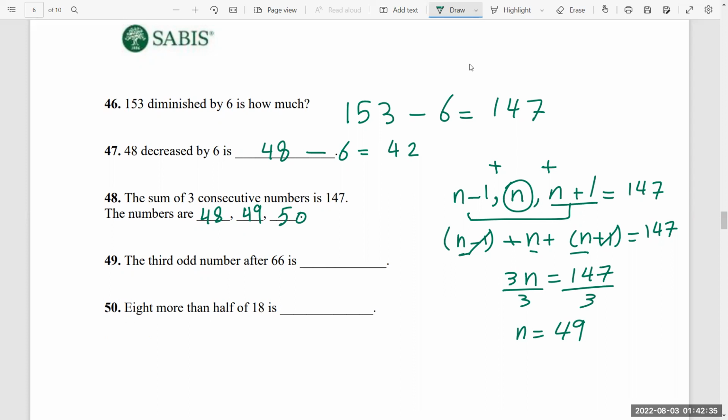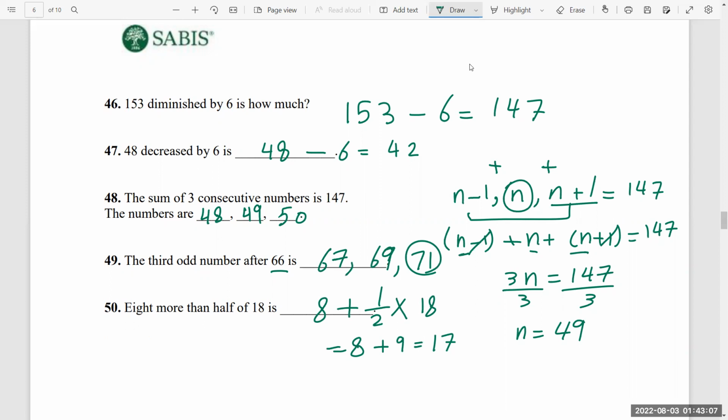Third odd number after 66. 66 is an even number. The next odd number is 67. The one after is 69. The one after is 71. This is the third odd number after 66. 8 more than half of 18. That's it. It's 8 plus 9, which is 17.